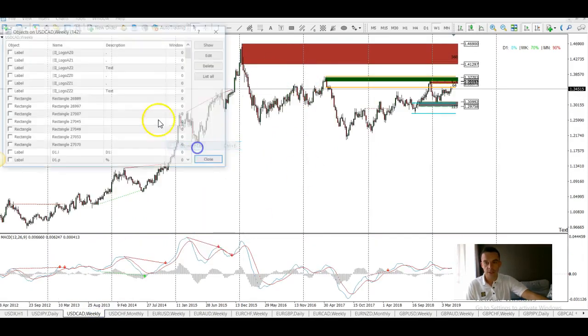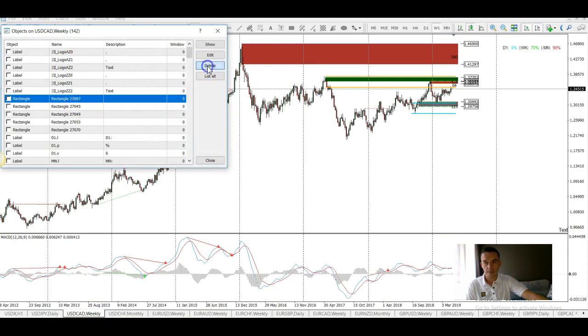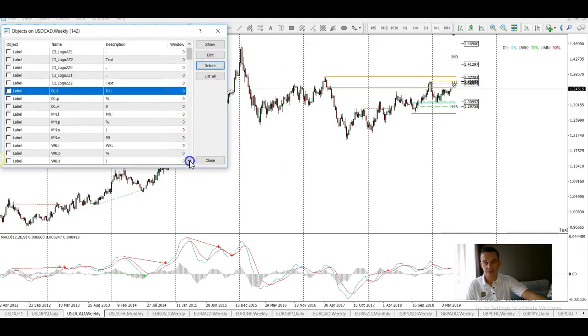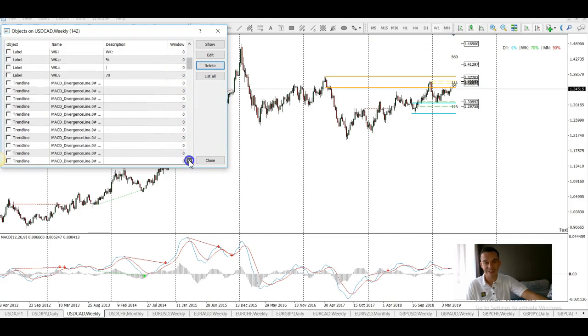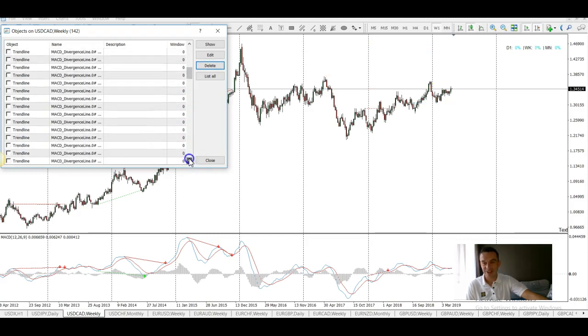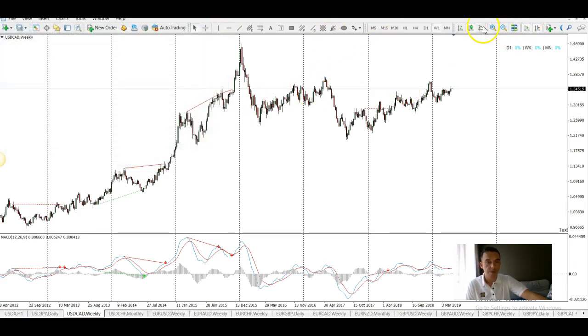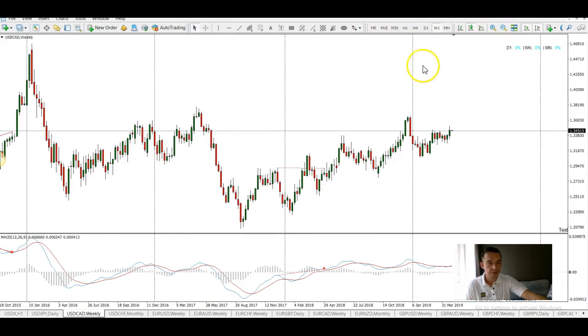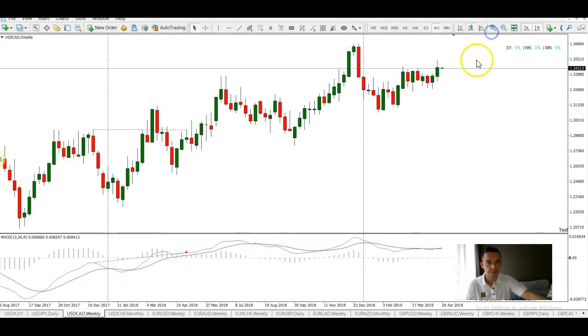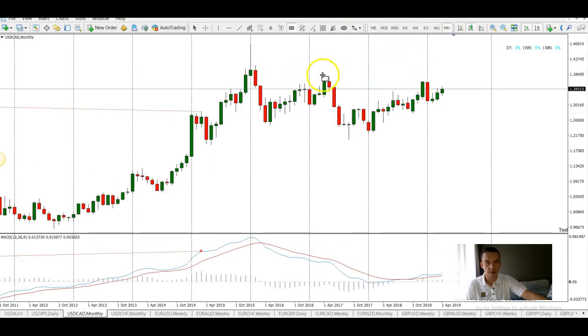So I'm going to delete all these objects from last week. And if you watched last week's video, you would have got some nice trade setups there also. Okay, so just going to zoom in, and zoom into the monthly and draw our zones on the monthly.